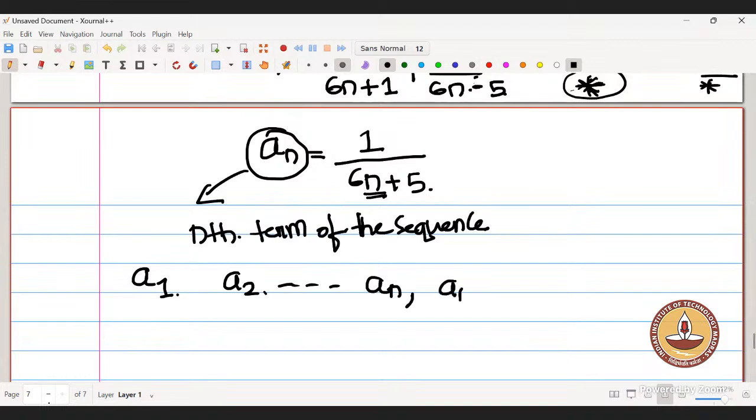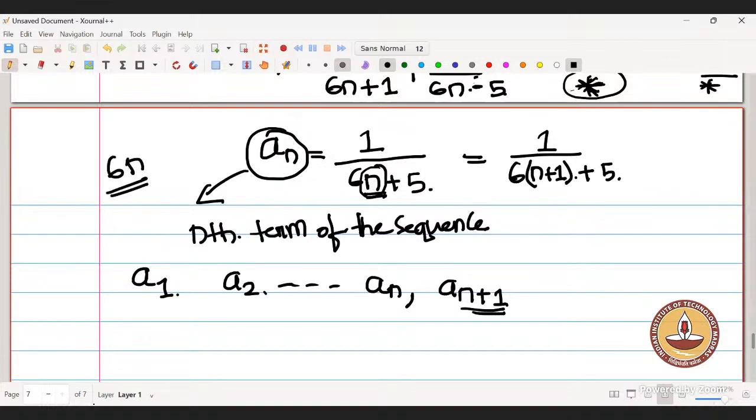So if I have to compute a n plus 1, then I have to substitute n plus 1 in place of n, right? Correct. So if I substitute n plus 1, I will get this thing, right? Oh, but you are multiplying n plus 1 to 6. Yeah, because it is 6 times n. Is it 6 times n or a subscript? I mean, that's a subscript, isn't it? No, it's just 6 times n. This is a multiplication, right? 6 times n plus 5, right? And this is what I'm doing.